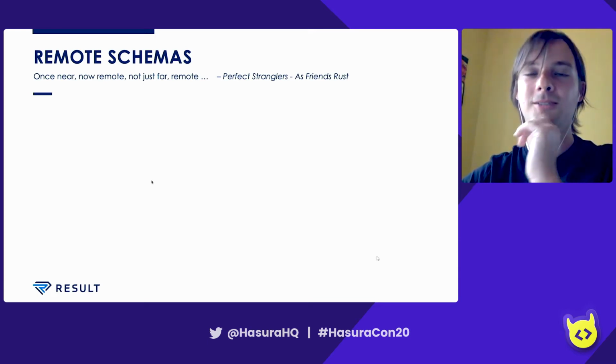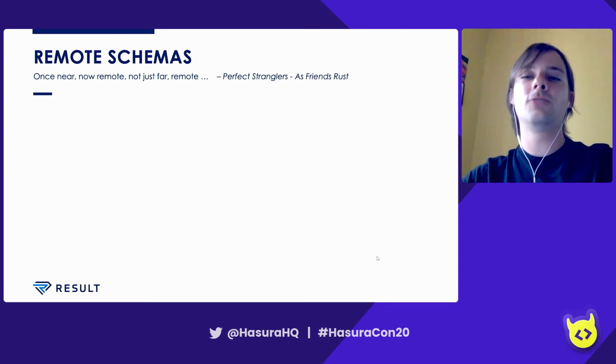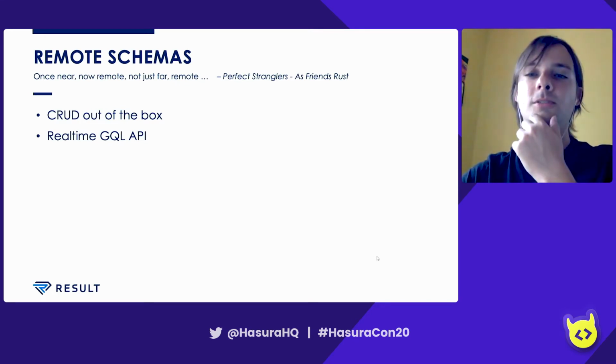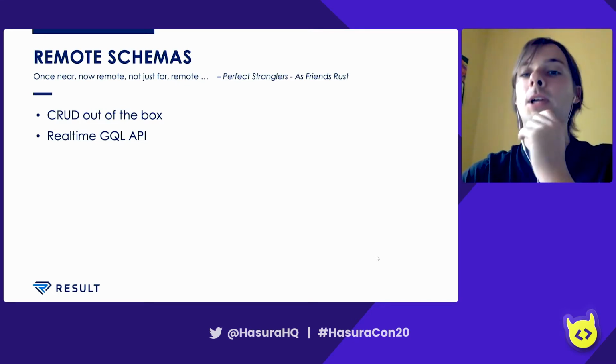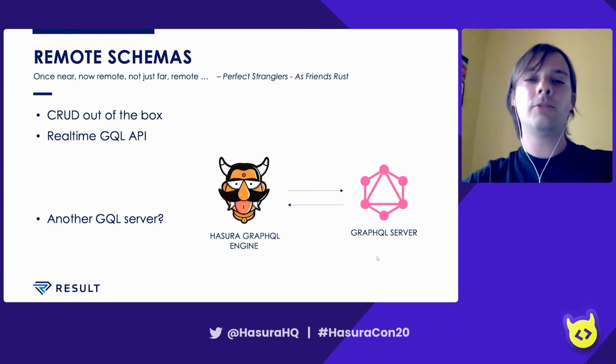Hasura gives us CRUD, so create, read, update, delete, and real-time GraphQL APIs out of the box. It also gives us access and authorization control. But what if you want to do some custom business logic? Or what if we have an existing GraphQL server with some data in it already? Let's imagine that we have a GraphQL server somewhere out there, and we are using the Hasura GraphQL engine as well.